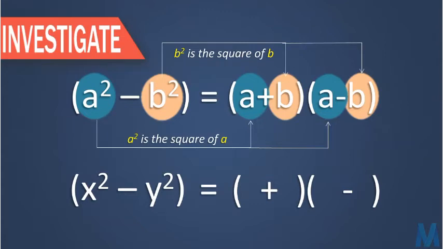Okay, so the square root of x squared is x. So, we write it. And the square root of y squared is y. So, therefore, the factored form of x squared minus y squared is quantity x plus y times quantity x minus y. Okay?